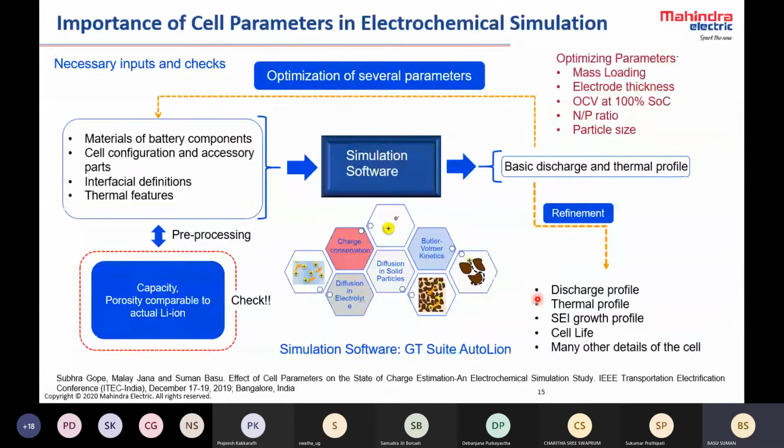In the pseudo 2D model, one point here is that you actually need to know all the internal information of the cell. For example, you need to know the particle dimensions, the active material loading, and the different properties of different materials. That at times is a little difficult to get, but there are facilities to open the cell and measure the internal properties.